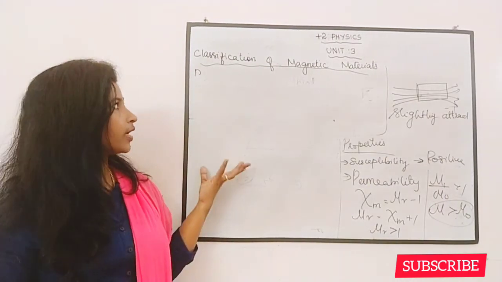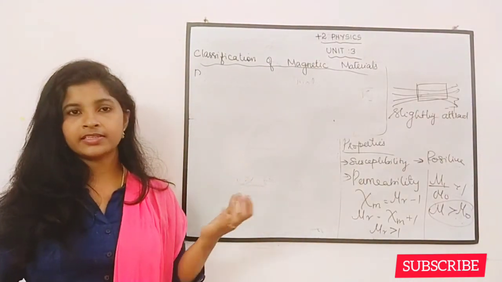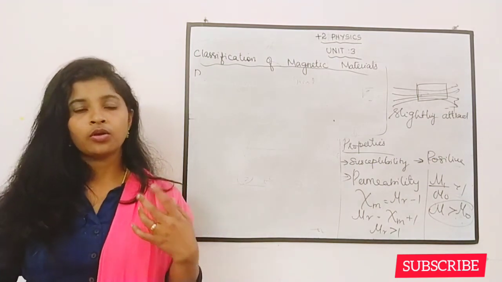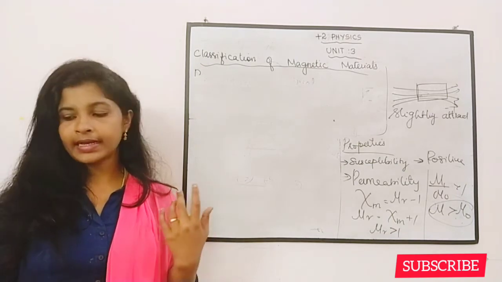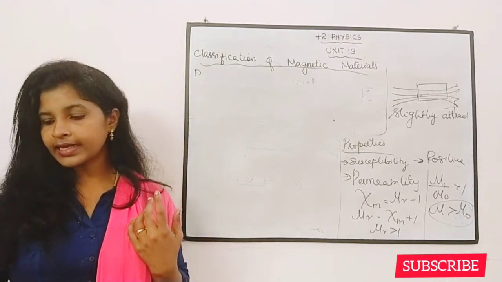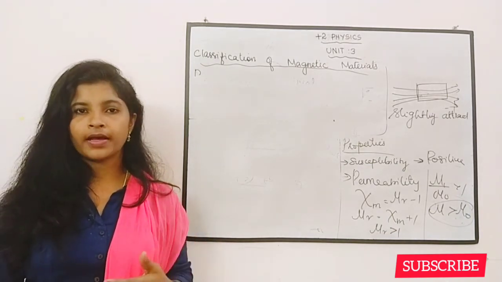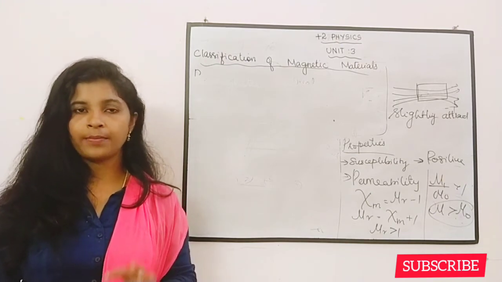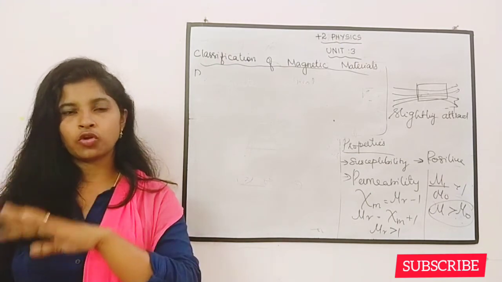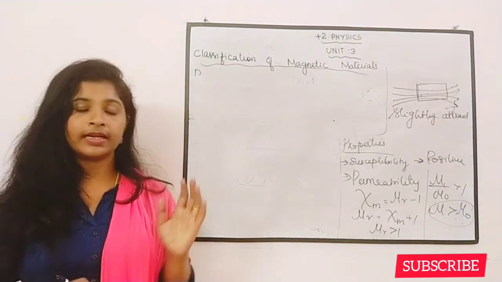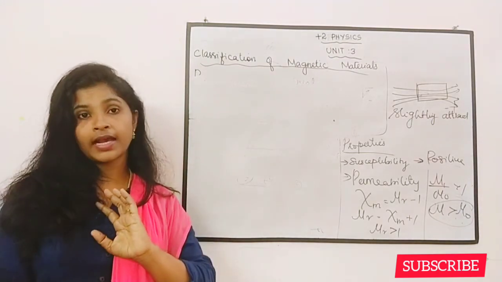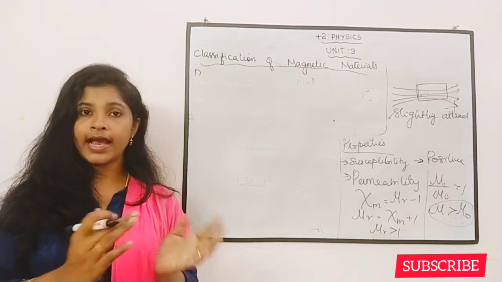Some examples of paramagnetic materials are aluminium, platinum and chromium. Similarly, bismuth and copper are diamagnetic materials. Paramagnetic materials: aluminium, platinum, chromium. I hope you understood paramagnetic material and can differentiate between diamagnetic and paramagnetic.